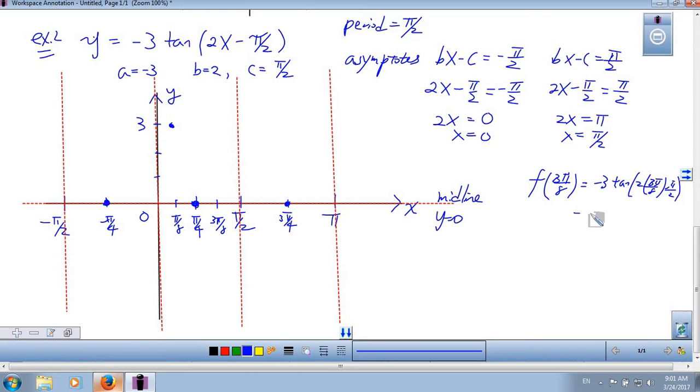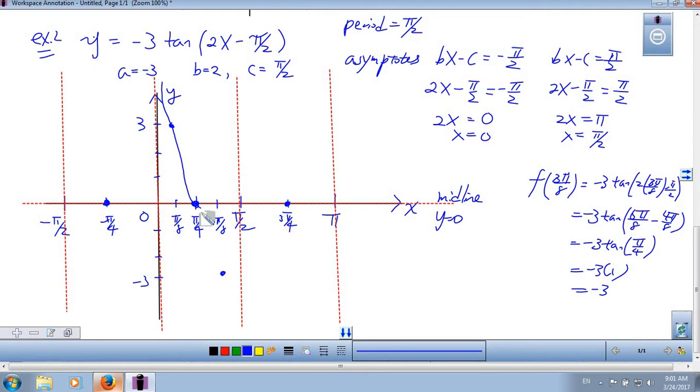So it's negative 3 tangent, now 2 times 3 pi over 8 is 6 pi over 8. 6 pi over 8 minus pi over 2, which is 4 pi over 8, so that's 2 pi over 8. 2 pi over 8 is the same as pi over 4. And tangent of pi over 4 is equal to 1, so negative 3 times 1 is equal to negative 3. So at 3 pi over 8, I'm going to go down here to mark negative 3. So this is going to be a steeper curve, something like this. I'm sorry, I'm not very good at drawing, but you get the idea, right?